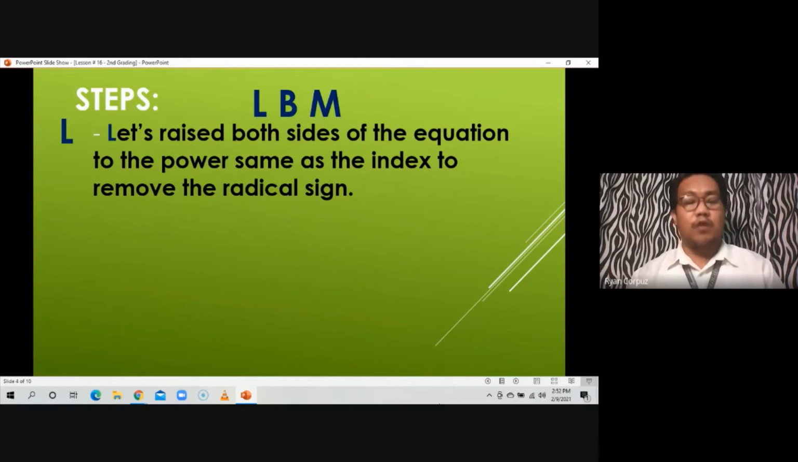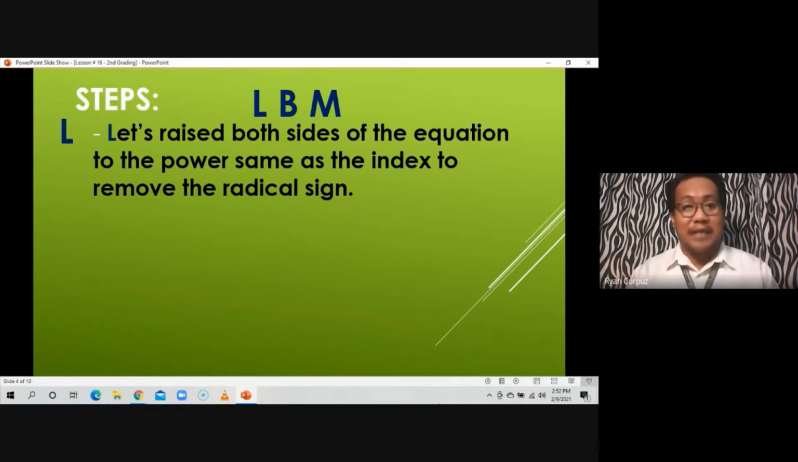So the first thing we are going to do in order for us to solve a radical equation is to remove the radical sign. We can remove the radical sign in that given equation if we raise both sides of the equation to the power same as the index. For example, the index is 2, so you are going to raise both sides of the equation by 2. If the index is 5, you are going to raise both sides of the equation by 5 in order for us to remove the radical sign.